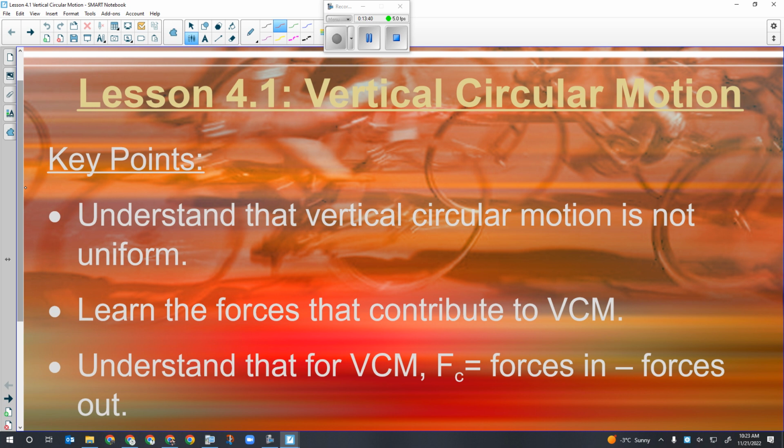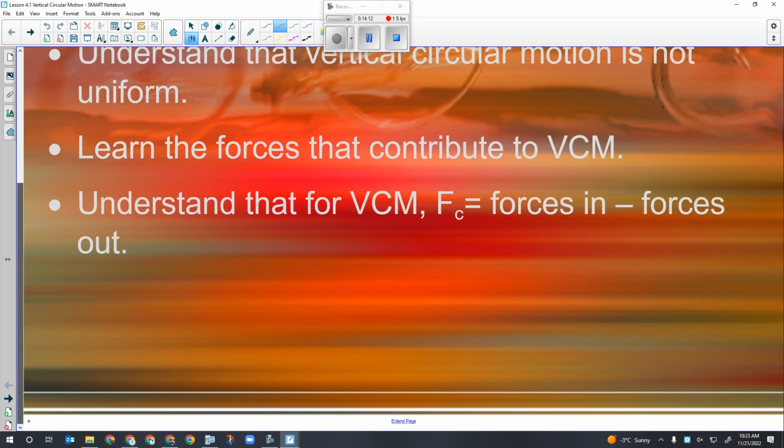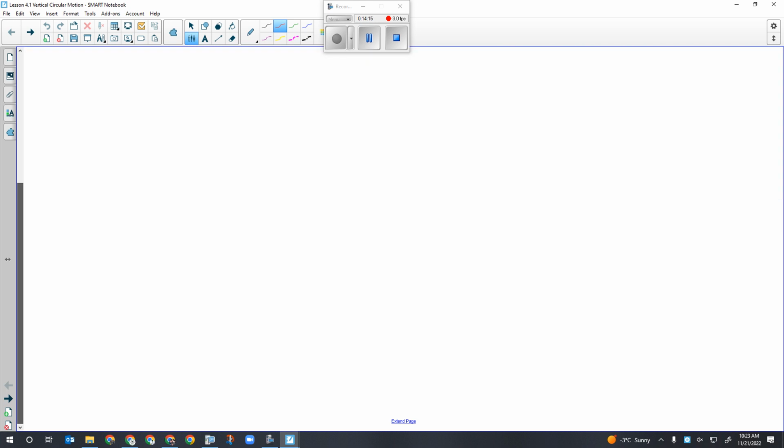So understand that vertical circular motion is not uniform. We demonstrated that with the ghetto physics tape and drawstring demo. Learn the forces that contribute to vertical circular motion. Gravity is going to be one of them, it's involved. And if we're talking about something on a string, the tension in the string. If we're talking about something on a track, it would be the normal force of the track. Those are going to be the things we're going to be looking at. And understand that for vertical circular motion, Fc equals forces in minus forces out. That's really important.